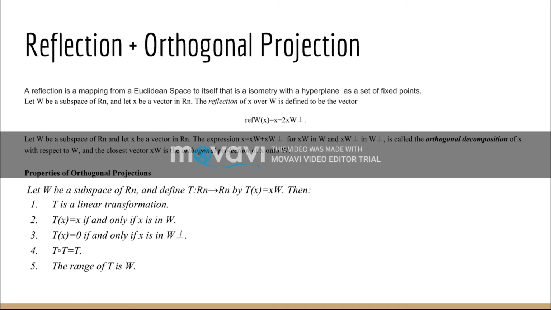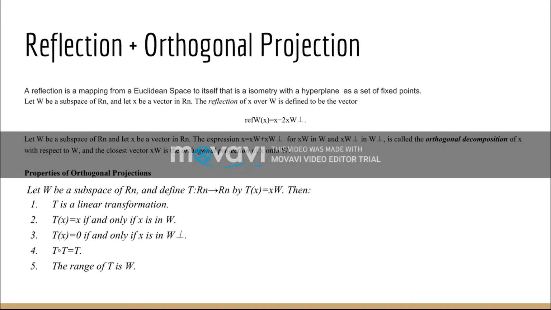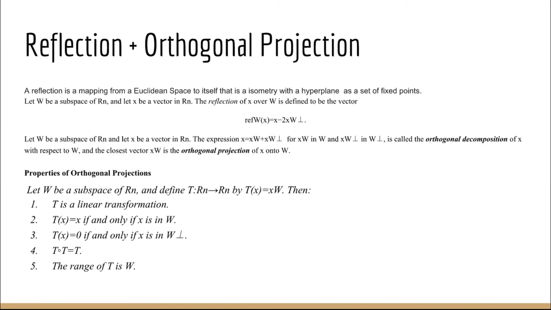Let W be a subspace of Rn and let X be a vector in Rn. The expression X = XW + XW perpendicular, for XW in W and XW perpendicular in W perpendicular, is called the orthogonal decomposition of X with respect to W. And the closest vector, XW, is the orthogonal projection of X onto W.